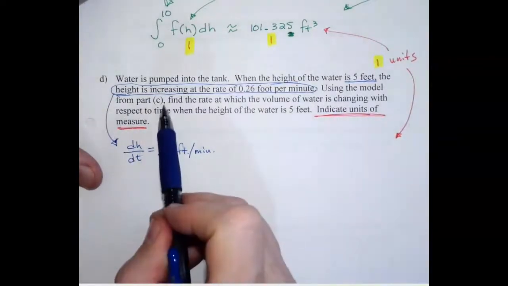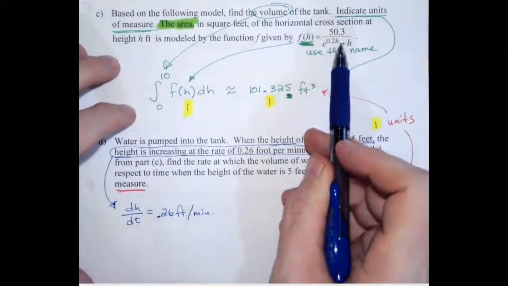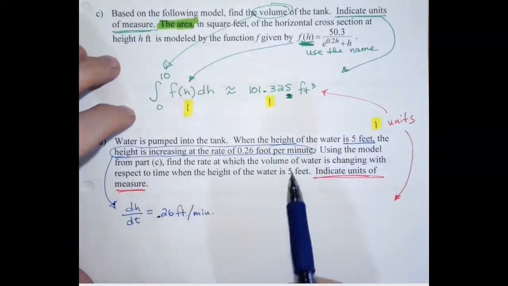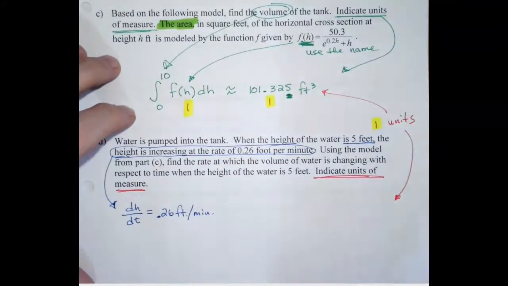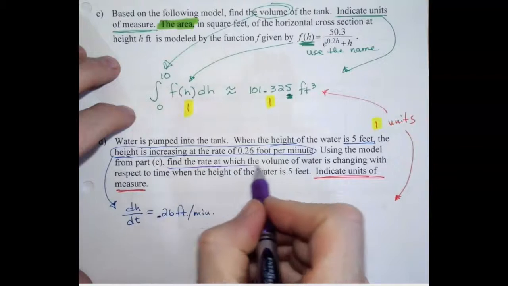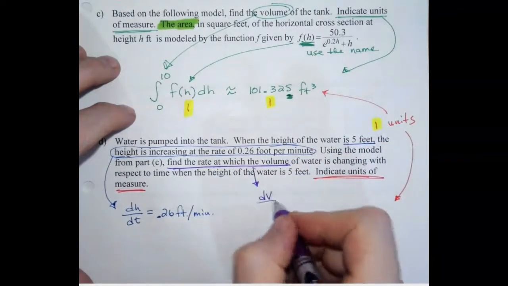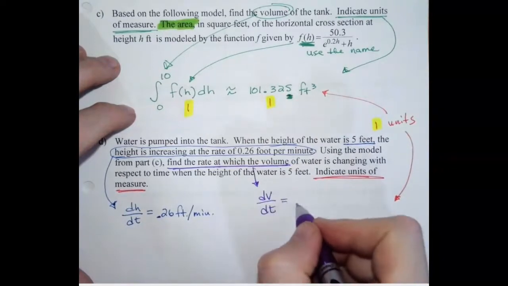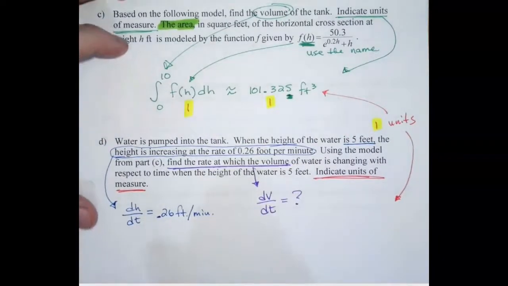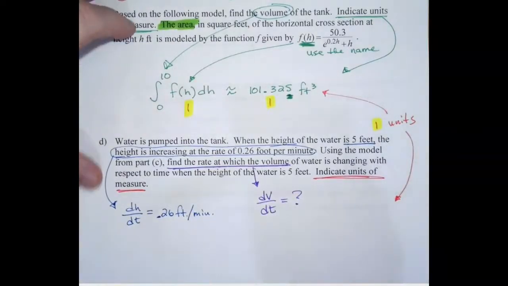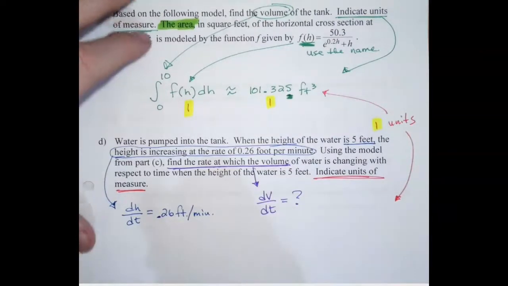Using the model from part C, find the rate at which the volume of the water, okay, so now find the rate of the volume. So that is dV/dt. That's what we're trying to find. We also have this height being 5 feet up there. We don't forget about that. With respect to time, when the height of the water is 5 feet, indicate units of measure.